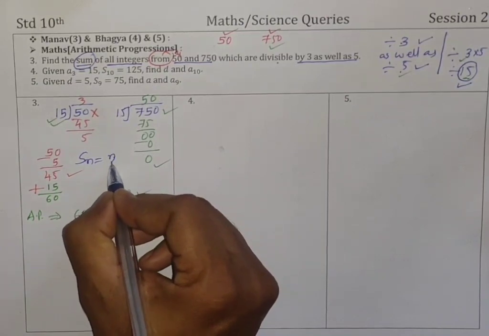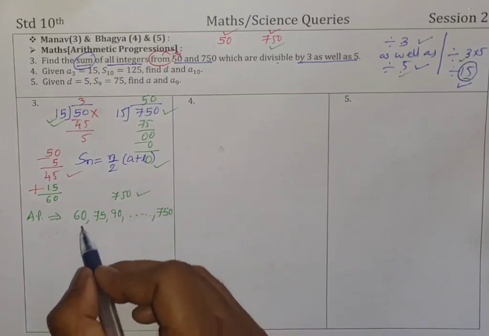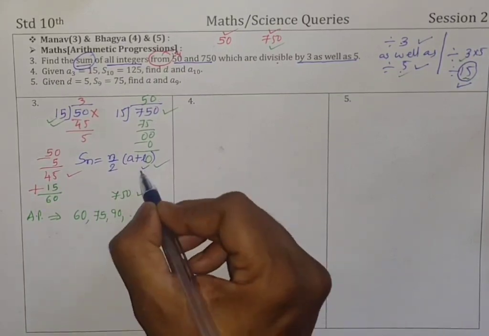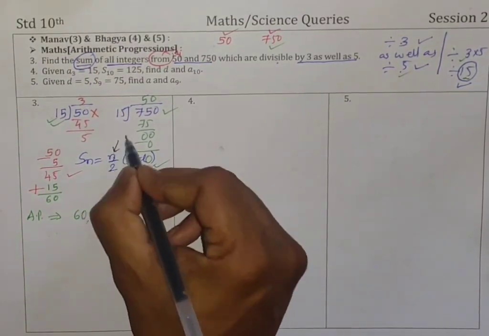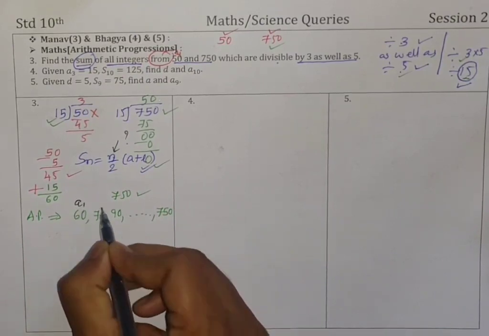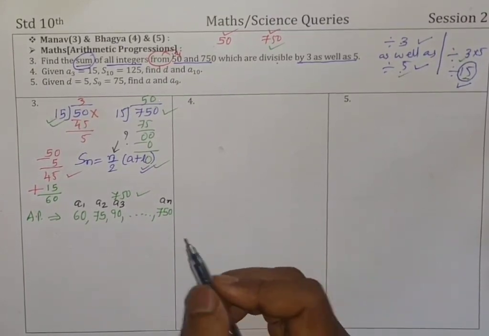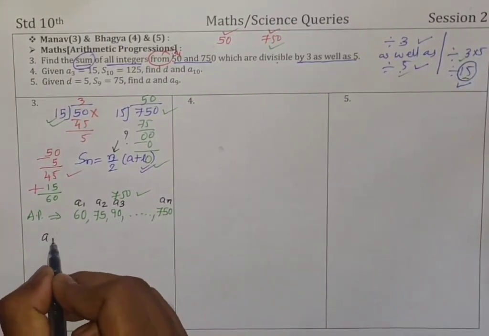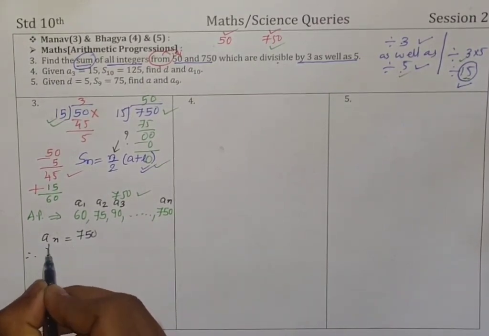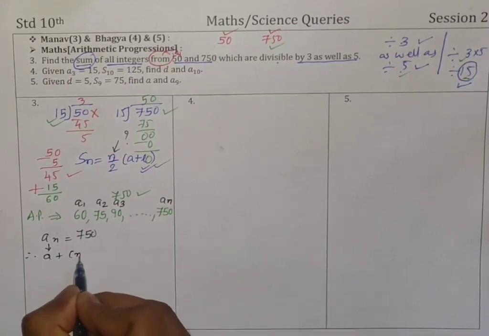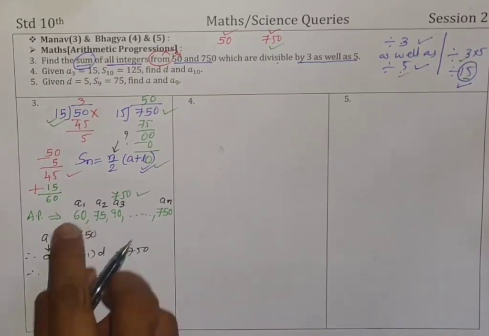Sn is equal to n by 2 into a plus l. I chose the second formula because you have the last term but you do not have the number of terms, so first you will have to find n. Okay, this is a1, this is a2, this is a3 and this is an. Should I write directly, children? an is equal to 750, can you see that? But what is the formula for an? a plus n minus 1 into d, that is equal to 750. Directly I am writing what is a?